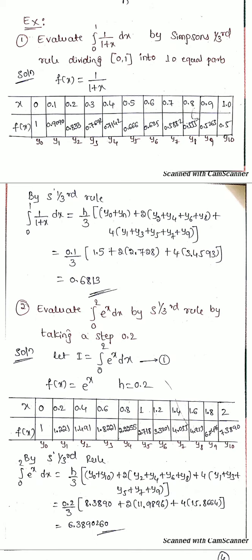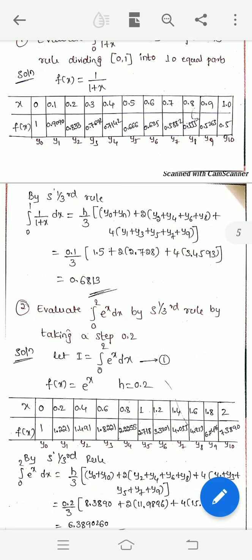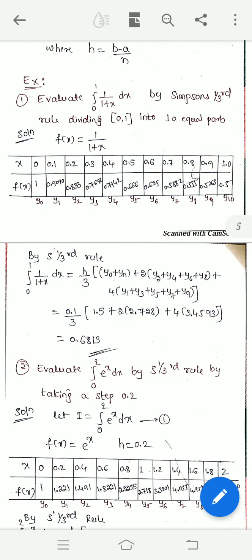Here the given function is f of x equal to 1 divided by 1 plus x. Let me call it equation number 1. By the help of this equation number 1, we have to construct the table of x values and f of x values. So here the x values are 0, 0.1, 0.2, 0.3, 0.4, and so on up to 1.0, because the given interval is divided into 10 equal parts.